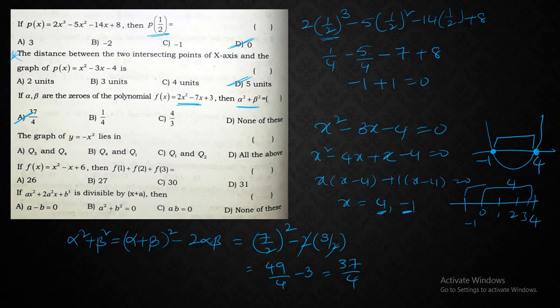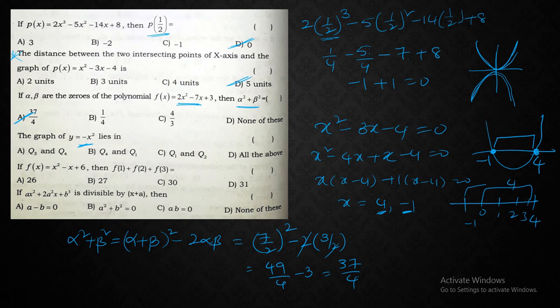Next, the graph of y is equal to minus x square lies in. The graph of y is equal to minus x square lies in. Already we know that. The graph of y is equal to x square lies in the first quadrant, right? Sorry, lies in the first and second quadrants. Since we have applied minus x square, that means it will have its mirror image.